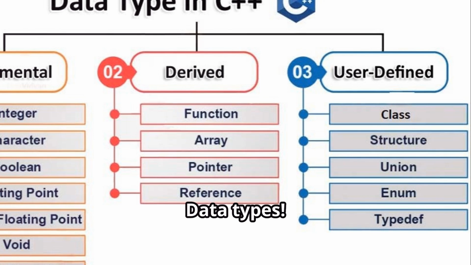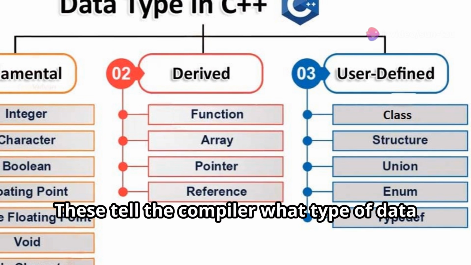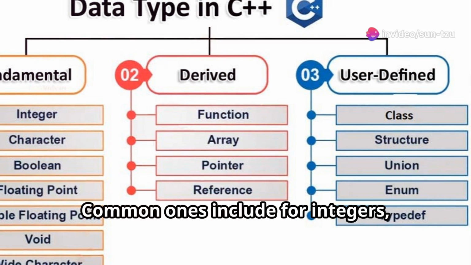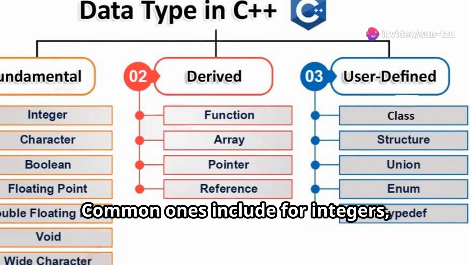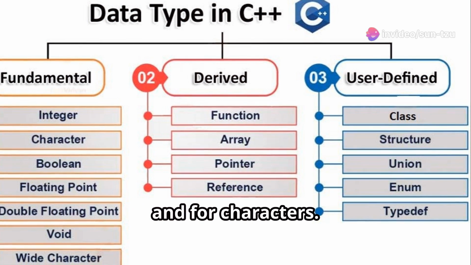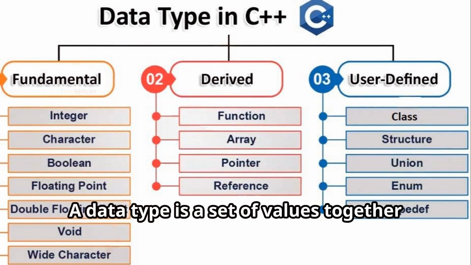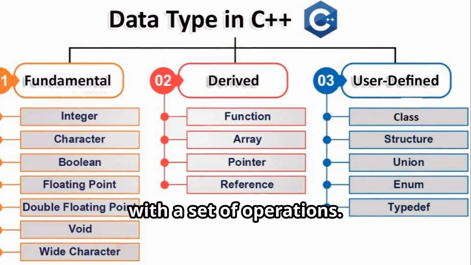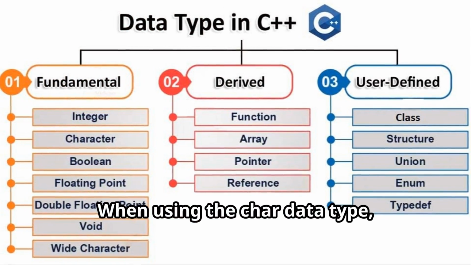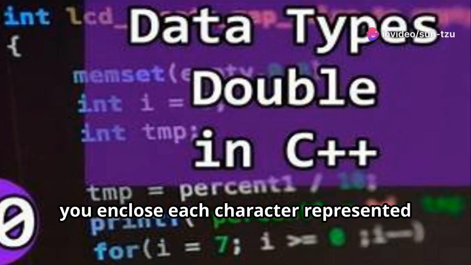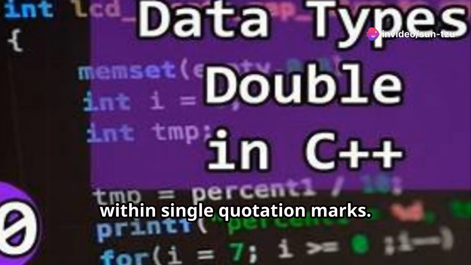Data types. These tell the compiler what type of data a variable can hold. Common ones include int for integers, double for floating point numbers, and char for characters. A data type is a set of values together with a set of operations. When using the char data type, you enclose each character represented within single quotation marks.